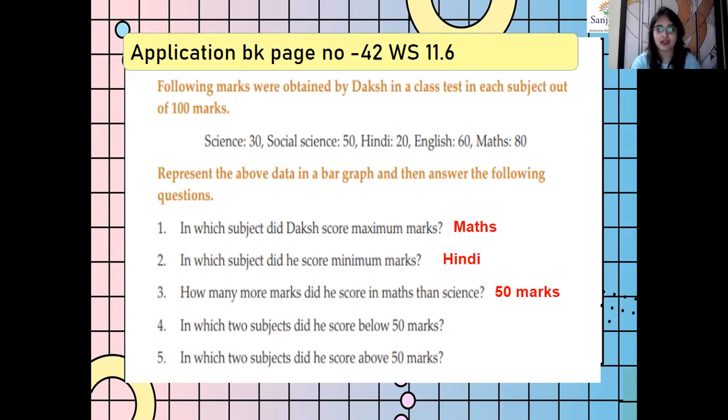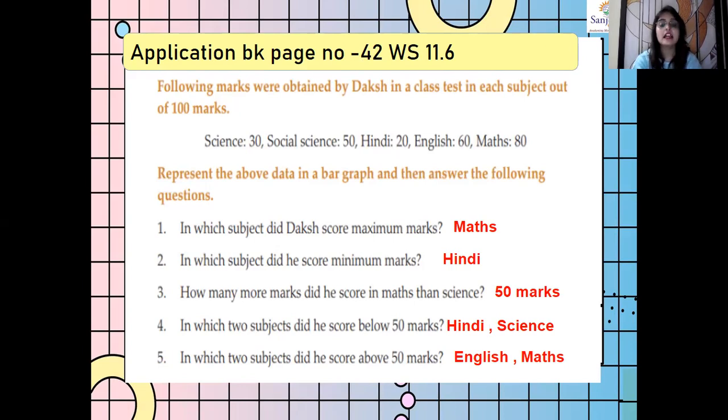Okay. In which two subjects did he score below 50 marks? That is science and Hindi. Hindi he has scored 20 and science he has scored 30. So it is Hindi and science. Then in which two subjects did he score above 50 marks? So not 50, but above 50 marks. That is English and maths. That is 60 marks and 80 marks.